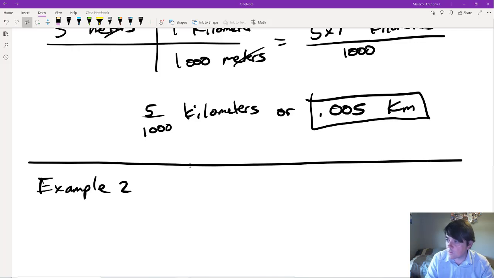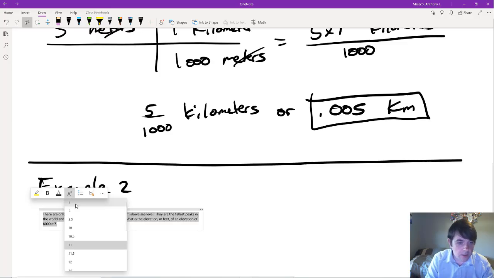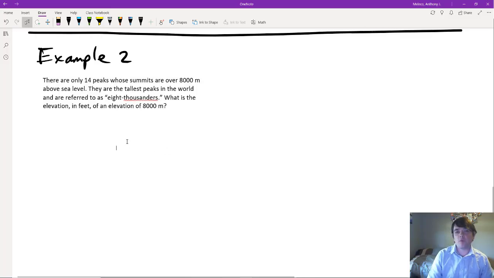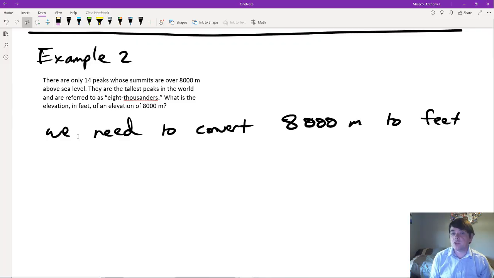Here we go. Let's go ahead and make this bigger again so you can actually read it. There are only 14 peaks whose summits are over 8,000 meters above sea level. They are the tallest peaks in the world and are referred to as 8,000ers. What is the elevation in feet of an elevation of 8,000 meters? So we need to convert 8,000 meters to feet.